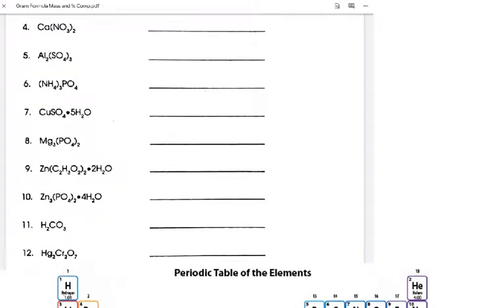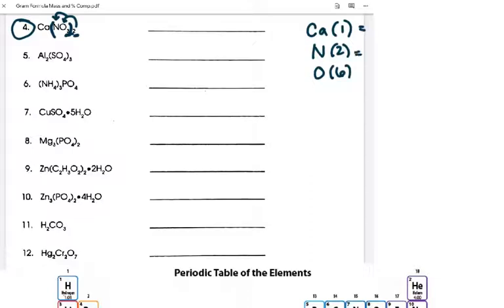What I like to do is write out each element in the margins and then multiply it by however many I have. So in number 4, I'm going to do number 4 as an example. I have 1 calcium. I have nitrogen, and these parentheses here tell me that the 2 distributes to everything inside the parentheses. So that means I have 2 nitrogen, and for oxygen, I have 3 here times the 2, so I have 6 oxygen.